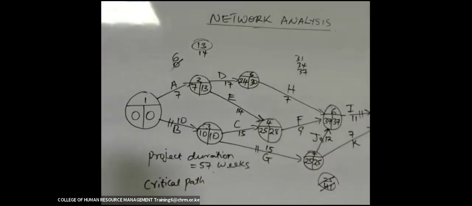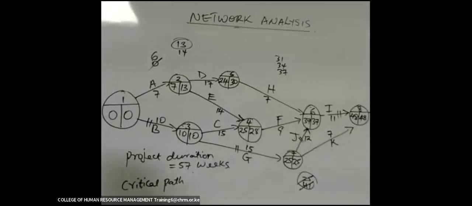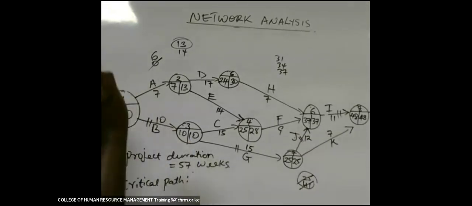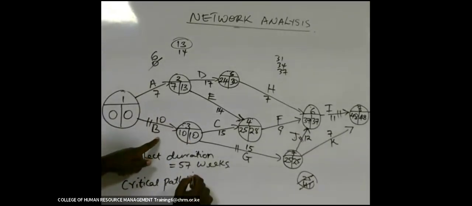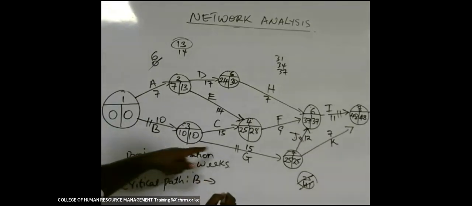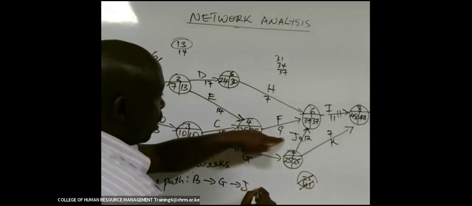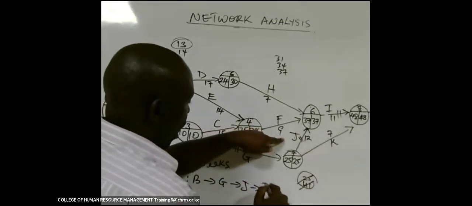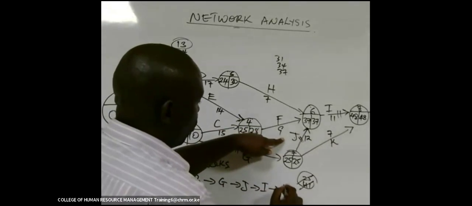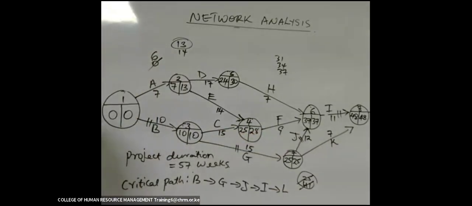So what you do, you come here and summarize them for the examiner. Tell the examiner that the critical path is the path that starts from B, goes to G, goes to J, then proceeds to I, then we finish with N. That is our critical path. By so doing, you get your full marks.